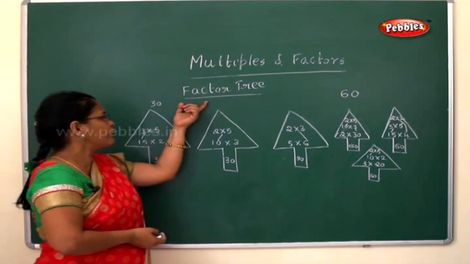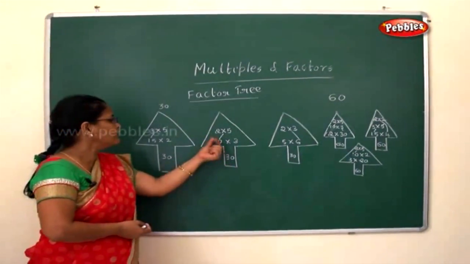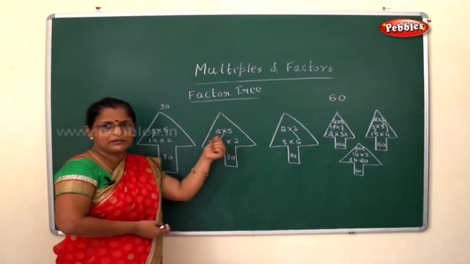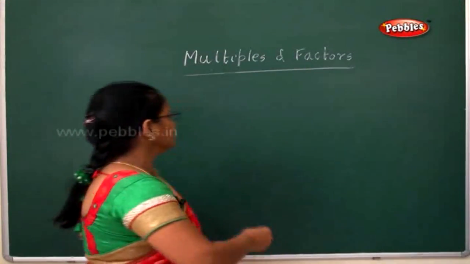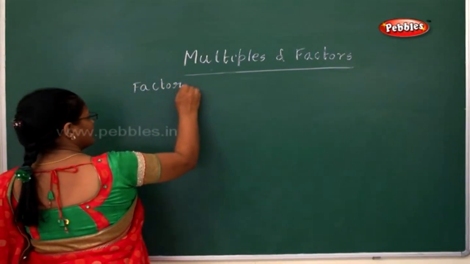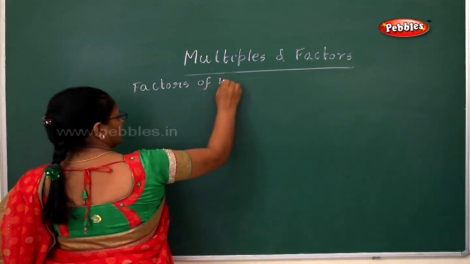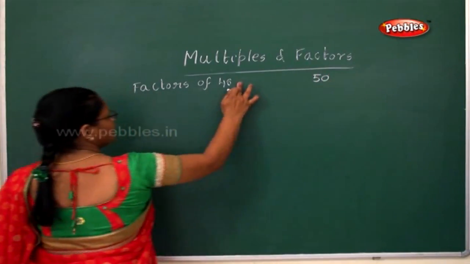Suppose if we ask you to do a factor tree, this is how you have to do it. Whatever number you got, with that number again you have to split it. See, the next sum is: write the factors of 48 and 50. For 48 and 50 you have to do it.